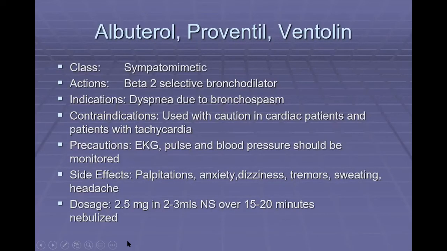So albuterol, Proventil, and Ventolin. These are a sympathomimetic. The action is a beta-2 selective bronchodilator. Remember, it opens everything up. So contraindicated is to be used in caution in cardiac patients and patients with tachycardia. So precautions, let's make sure that we have an EKG on the patient, that we also have a way to monitor their blood pressure and pulse. So some side effects, it does cause palpitations, anxiety, dizziness, tremors, sweating, and sometimes a headache.